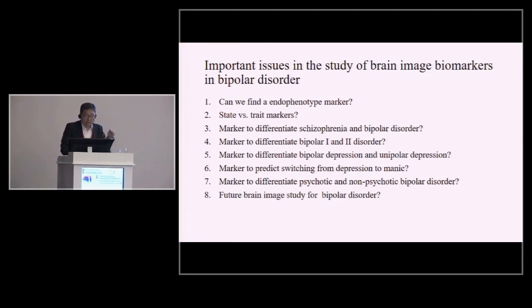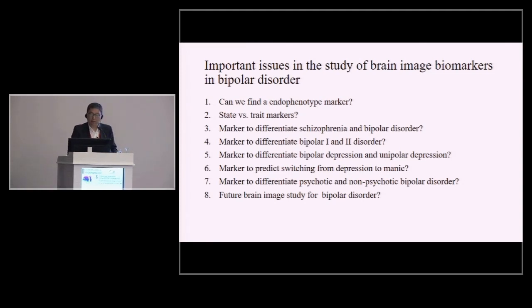But of course, an imaging marker needs to have the characteristic of specificity. So we need to know if this marker can differ between schizophrenia and bipolar disorder, or even whether we can find it in bipolar 1 or bipolar 2, psychotic bipolar or non-psychotic bipolar.